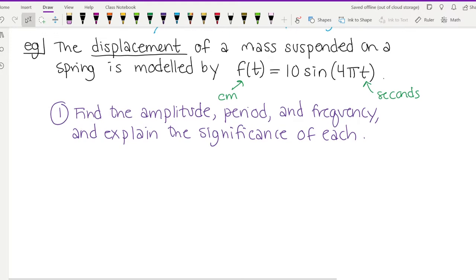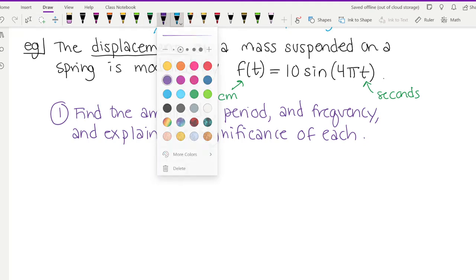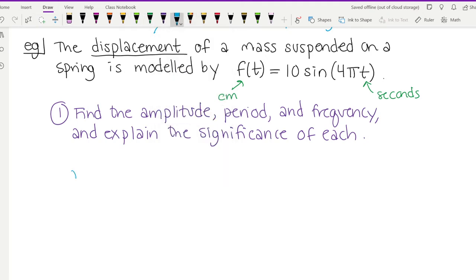Okay, so we're given this equation to represent the displacement of this mass on the spring. The first thing we're asked to do is find the amplitude, period, and frequency, and explain the significance of each. Okay, so how do we find amplitude? Well, amplitude, remember, was the absolute value of the number that is getting multiplied with our sine function in this case. So it would be the absolute value of 10, which is just 10. So that is our amplitude.